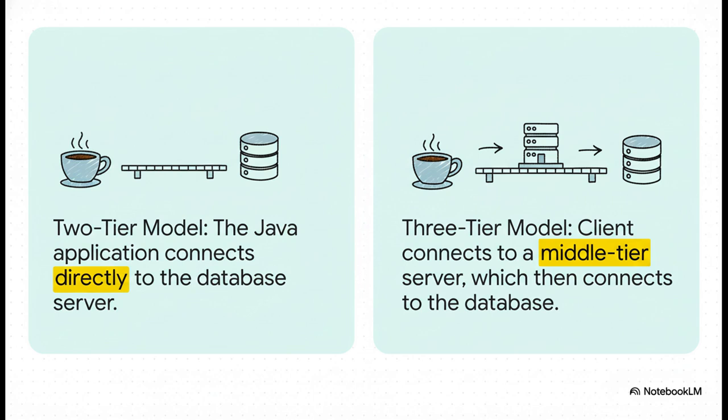Then you have the three-tier model, the managed bridge. Here, your app doesn't talk to the database directly. Instead, it talks to a middle-tier server, and that server talks to the database. It's a bit more complex to set up for sure, but that middle layer is incredibly powerful. It's where you can put all your business logic, handle security, manage connections, all the heavy lifting.